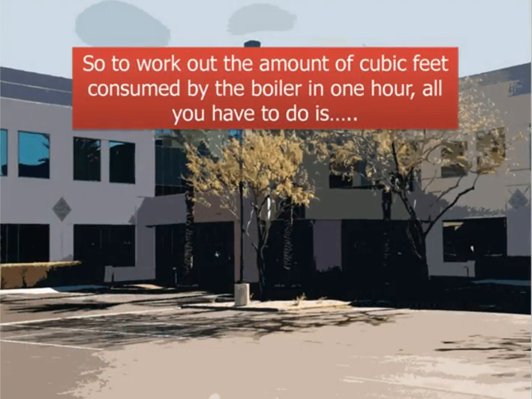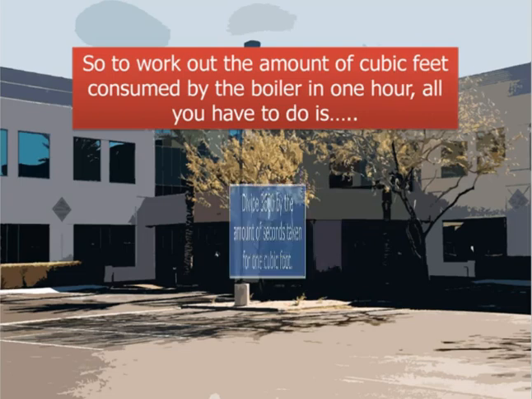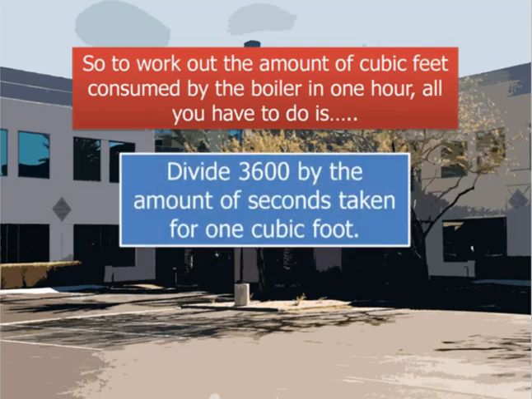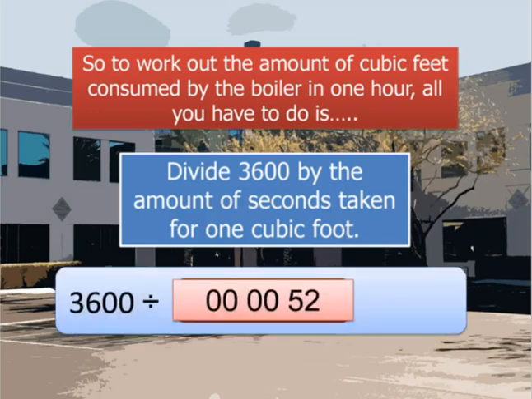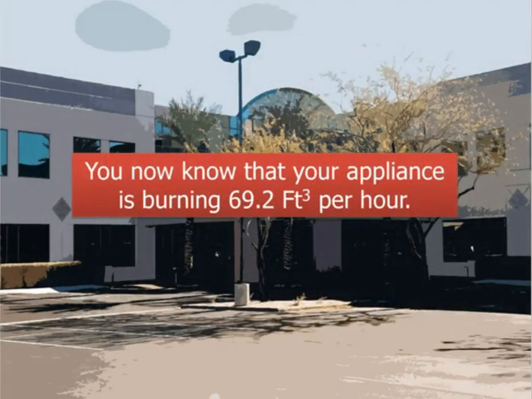So to work out the amount of cubic feet consumed by the boiler in 1 hour, all you have to do is divide 3,600 by the amount of seconds taken for 1 cubic foot. And here you can see the sum. You now know that your appliance is burning 69.2 feet cubed per hour.